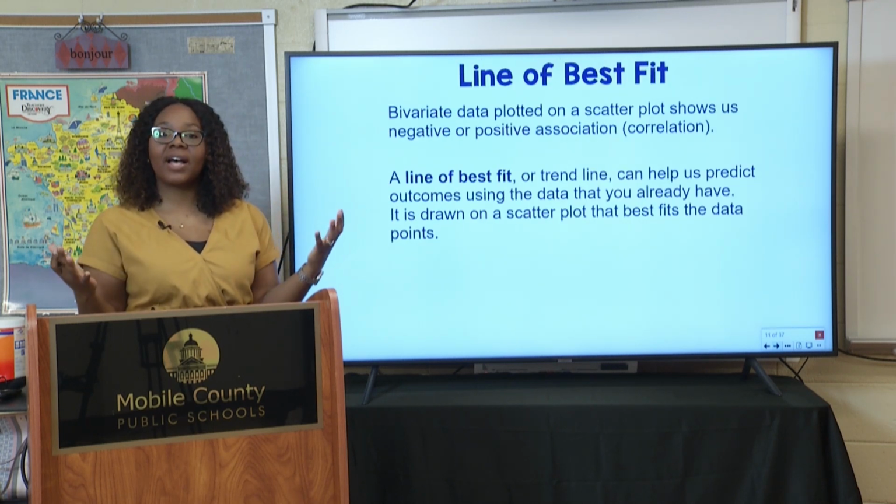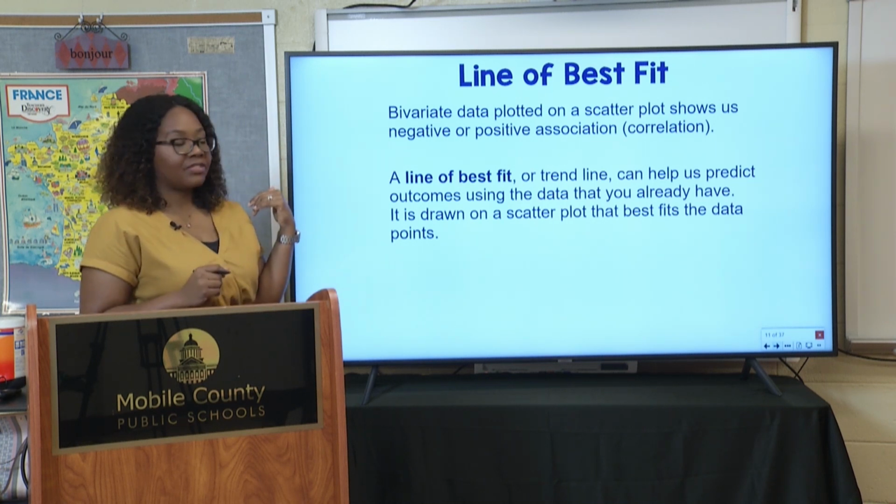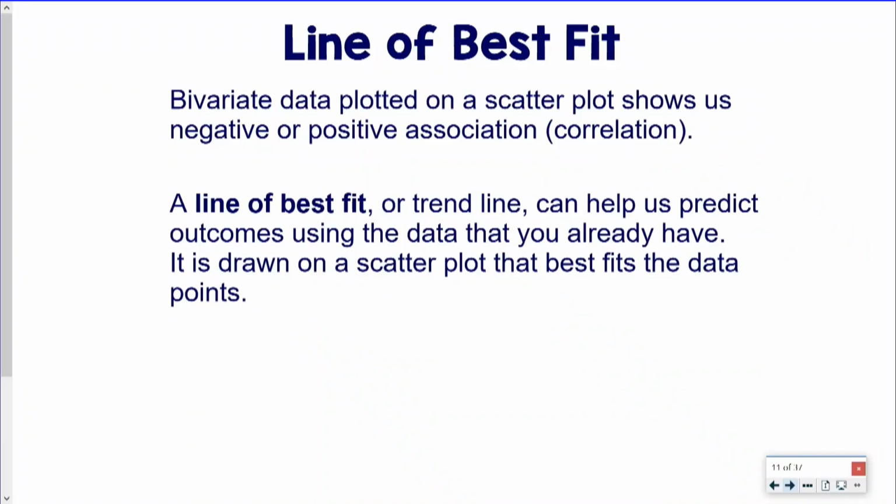Okay, so now that we know how to read a scatter plot, we're going to move into creating a line of best fit. Bivariate data plotted on a scatter plot shows us negative or positive association. And remember, association is similar or the same as referring to correlation. A line of best fit, or the trend line, can help us predict outcomes using the data that you already have. It is drawn on a scatter plot that best fits the data points.